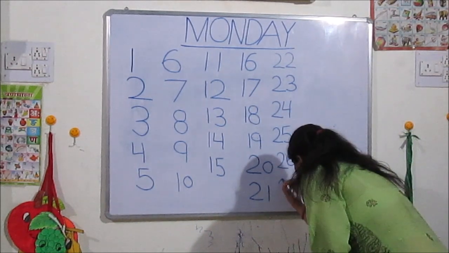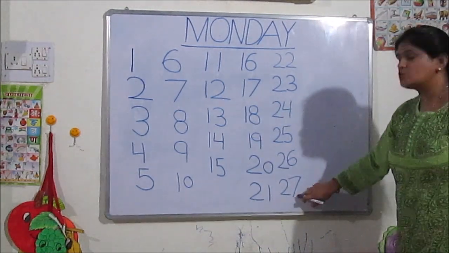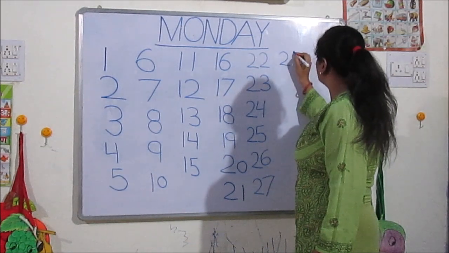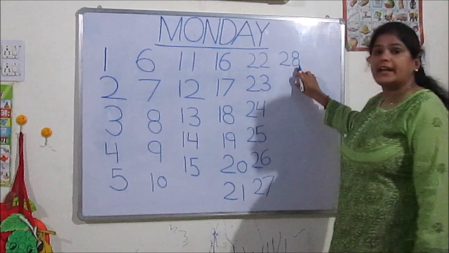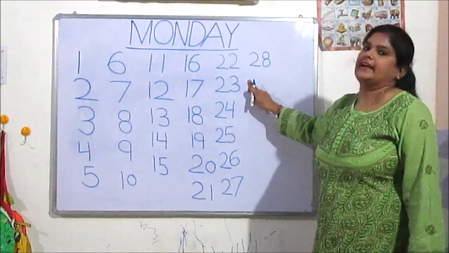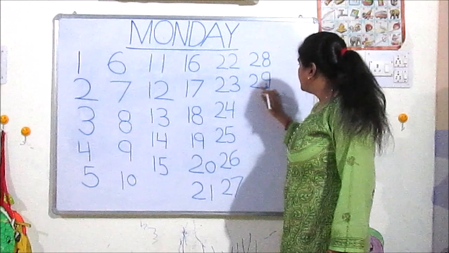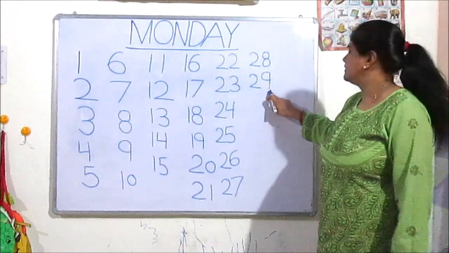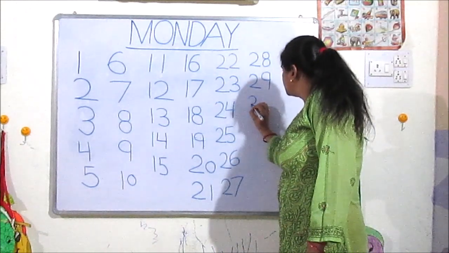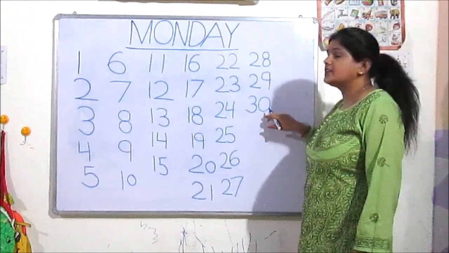27. After 27, 28. 2, 8, 28. After 28, 29. 2, 9, 29. After 29, 30. 3, 0, 30. After 30.